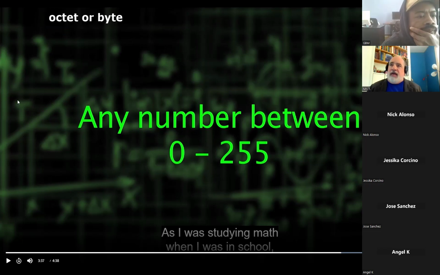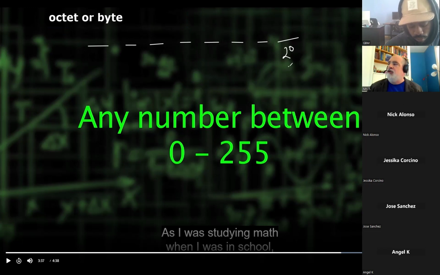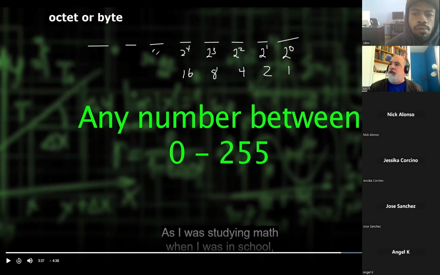There you go. Okay, so what that means is for an octet, there are 8 positions. 1, 2, 3, 4, 5, 6, 7, and 8. We're going to count from right to left. So the first position is 2 to the 0 power, or in other words, 1. The second position is 2 to the first power, or 2. The third position is 2 squared, or 4. The next position is 2 cubed, or 8. Then 2 to the fourth, or 16. 2 to the fifth, or 32. 2 to the sixth, or 64. And then finally 2 to the seventh, or 128.